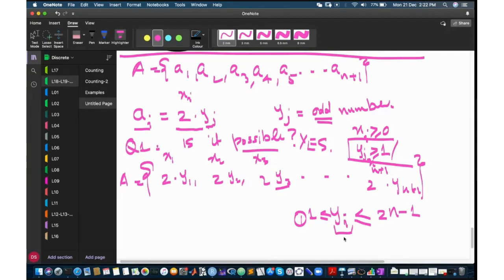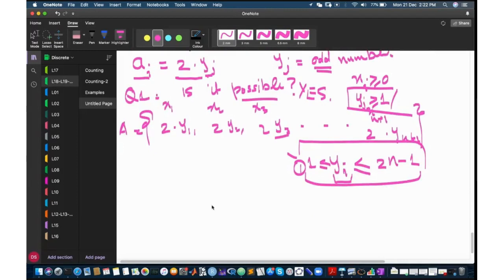Is it an enough clue? The question is, how many odd numbers are in this range? इस range में कितने odd numbers होते हैं? 1 से लेके 2n तक कितने odd numbers होंगे? Sir, 2n by 2.